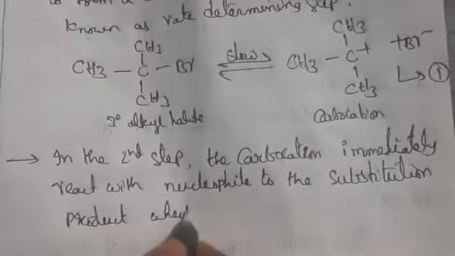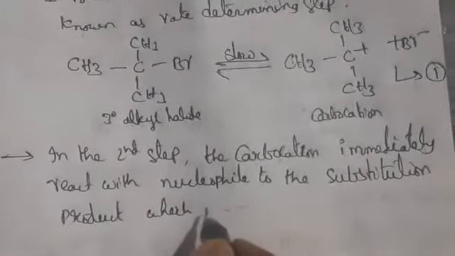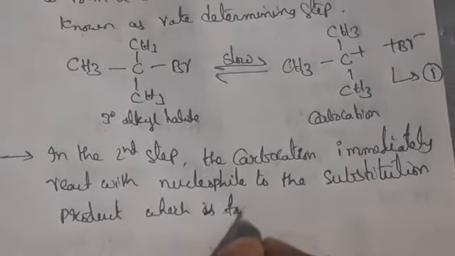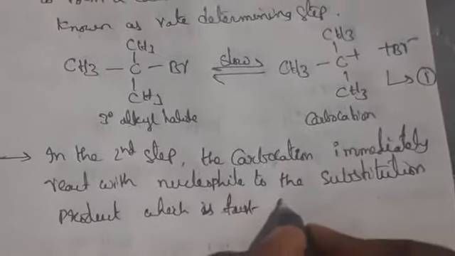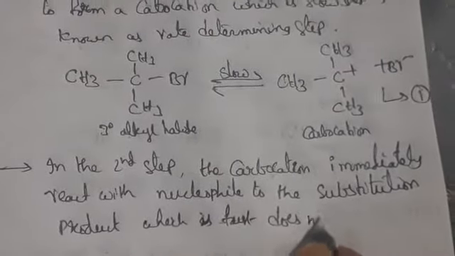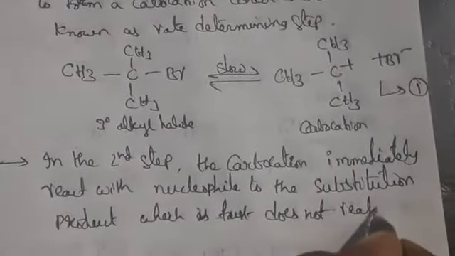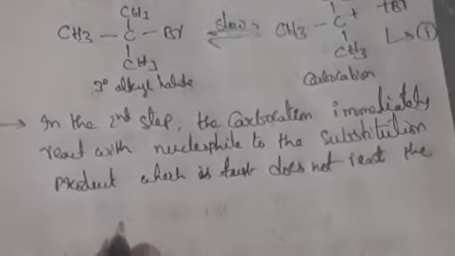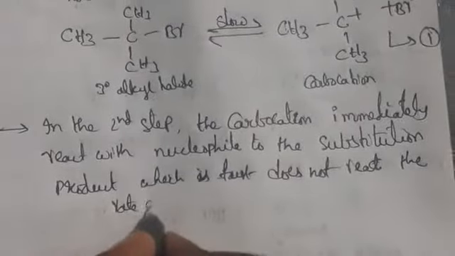That one we call it as what? Which is a fast step. Which is fast and does not affect the rate of reaction. This fast step does not affect the rate of reaction.